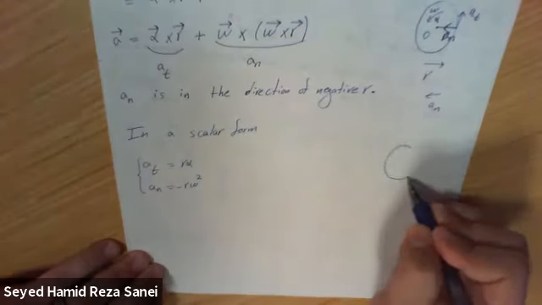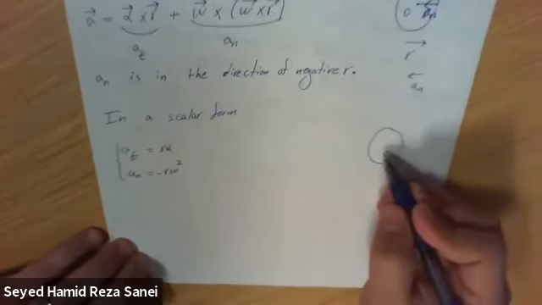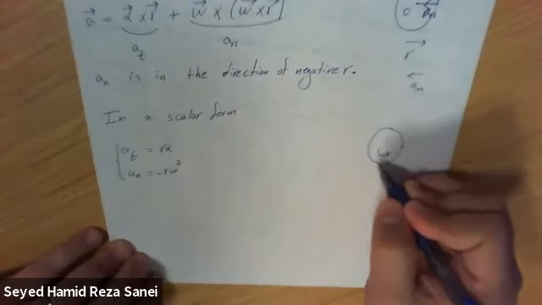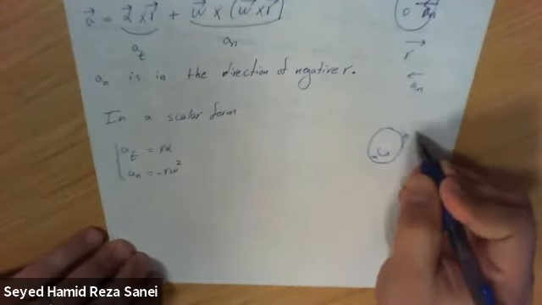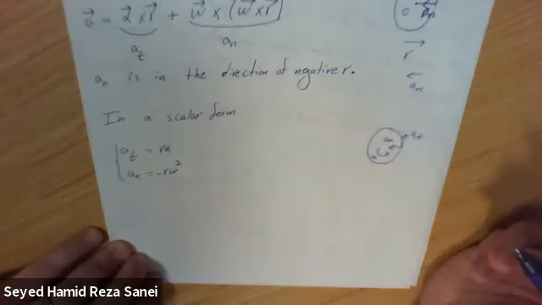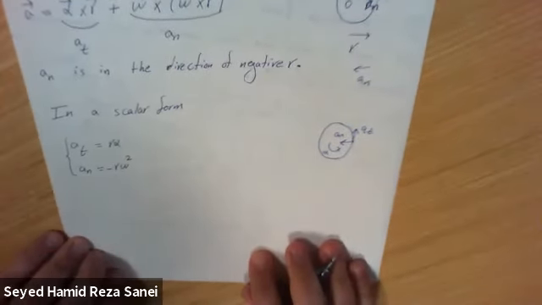So for a problem, let's say this is a disk, and this disk is a 2D problem. If alpha is in this direction, then AT would be in this direction, and AN would be in that direction. So it's pretty easy by inspection to identify the direction of both components of acceleration.